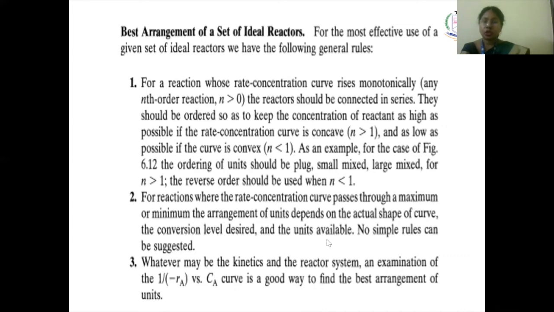For a reaction where the rate concentration curve passes through a maximum or minimum, the arrangement of units depends on the actual shape of the curve, the conversion level desired, and the units available. Basically, no simple rules can be followed. It's better to draw a rate versus concentration curve and find the best arrangement.